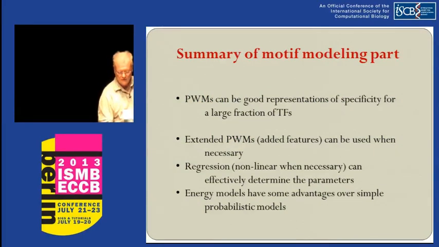So, a summary of this part of my talk: PWMs can be good representations of specificity for a large fraction of transcription factors. Extended PWMs, where you add additional features, for instance dinucleotides, if the positions appear not to be independent, can be used if they help. Regression methods, I think, are really the way to go if you have quantitative data, because first of all, it tells you how good your fit is, and whether you really benefit by adding additional parameters. And I mentioned briefly why I think energy models have some advantage over the classic simple probabilistic models. You can make more complicated probabilistic models that are essentially equivalent to the energy models, but that's not the way they're usually done.